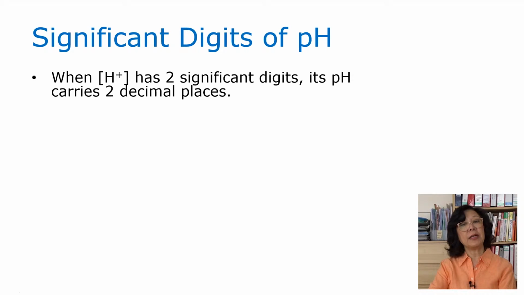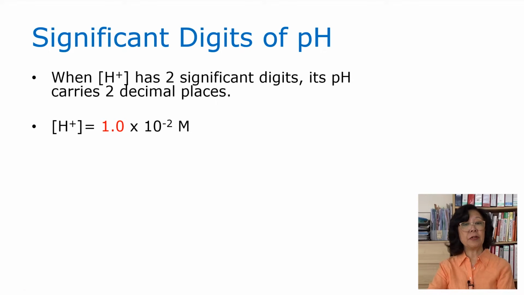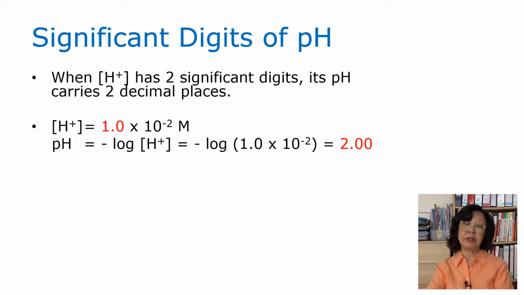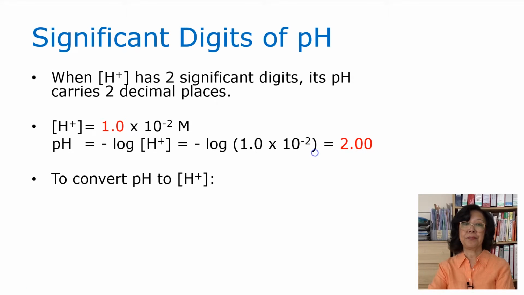Let's pay attention to the significant digits of pH. When hydrogen ion has 2 sig-figs, the pH carries 2 decimal places, and that's the rule. For example, hydrogen ion is equal to 1.0 times 10 to the minus 2 molar. Here we have 2 significant digits in the 1.0. Well, when you take the pH, it is equal to negative log of 1.0 times 10 to the minus 2, which is then reported as 2.00. Note the 2 decimal places.